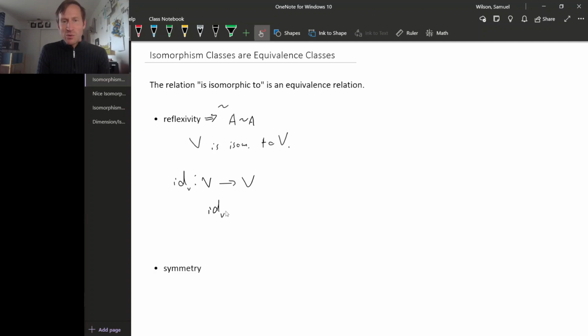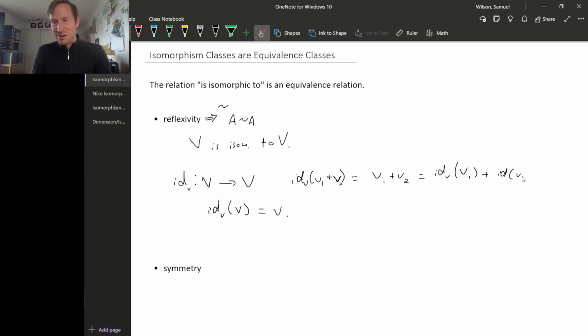And what this identity function does to a vector v is it just gives you v again. So clearly this is onto, because every output is an input. Clearly it's one-to-one, because if you have the same output coming out, that means you put the same thing in twice. So it's one-to-one and onto. And also it preserves vector space structure, because if you have two vectors, the identity function applied to them, by definition, just gives you what you put in. So V1 is the identity on V1, and V2 is the identity on V2, and similarly for scalar products. So the identity function preserves structure. So this identity function is an isomorphism from V to itself, and so that means that this isomorphism relationship is reflexive.